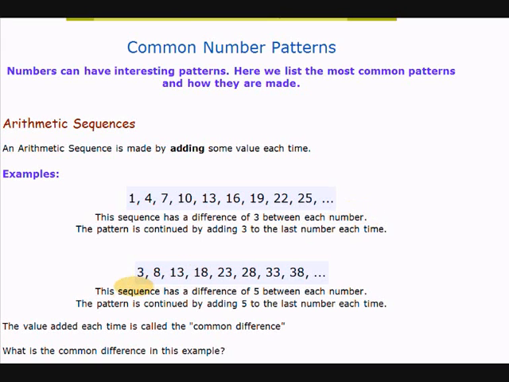Let us take another sequence here: 3, 8, 13, 18, 23, 28, 33, 38, etc. This has a difference of 5. 3 plus 5 is 8, 8 plus 5 is 13, 13 plus 5 is 18, like this. Let us find out then what is a sequence and how it works.